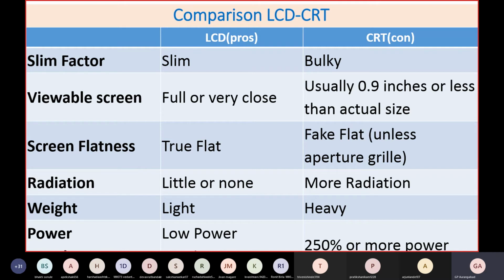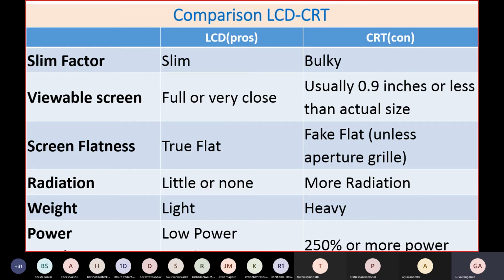Then viewable screen: full or very close. You can entirely see the screen; it is visible to you. Usually 0.9 inches or less than the actual size. The entire screen you cannot see on a CRT because some of the portion you have to block, and then you have some extra lines beyond your width that you have to scan. So here only 0.9 inches are available as actual size, and the remaining is packed into the front side.